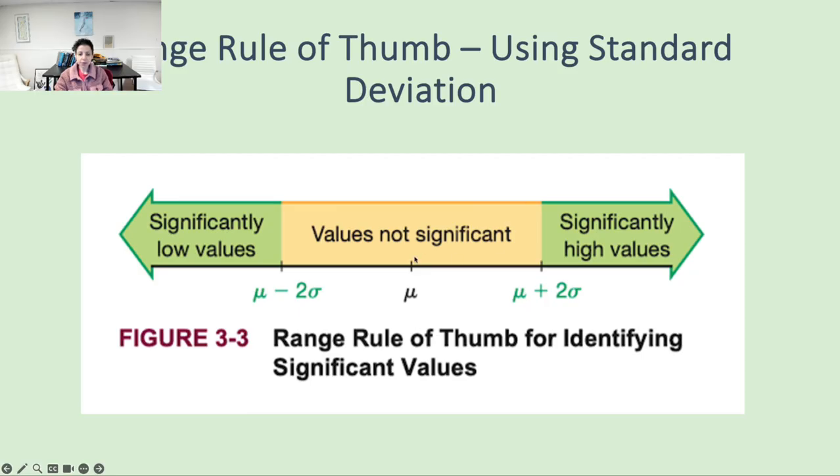So for example, if we've got a population mean, that's mu, then within 2 standard deviations below that mean and 2 standard deviations above that mean, any value is not going to be considered significant. But a value that is greater than the mean plus 2 standard deviations is significantly higher. And any value that is lower than the mean minus 2 standard deviations is going to be significantly lower.